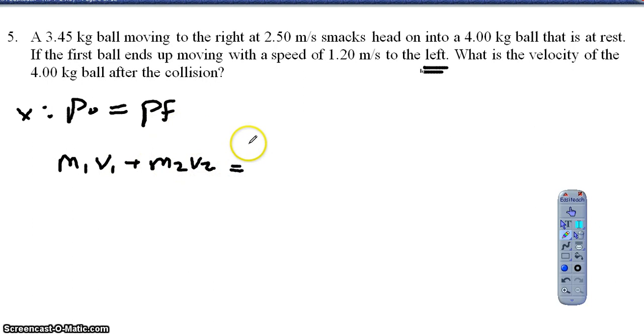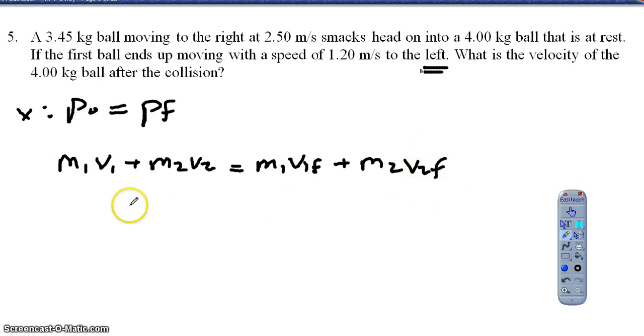And then after the collision, we know for sure the first ball ends up going backwards, so m1 times velocity 1 final plus m2. And obviously they're indicating that we want to find the velocity, so this is not going to be 0 over here, but we need to find our final velocity for the second. So if we take the time to set this one up, not too bad.